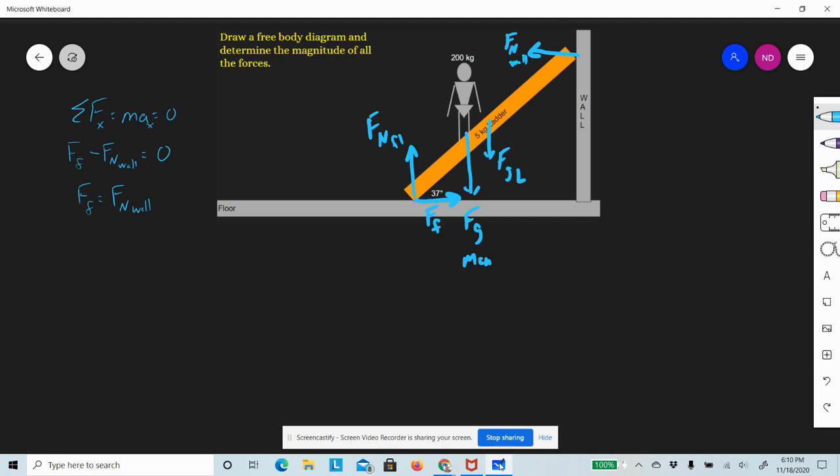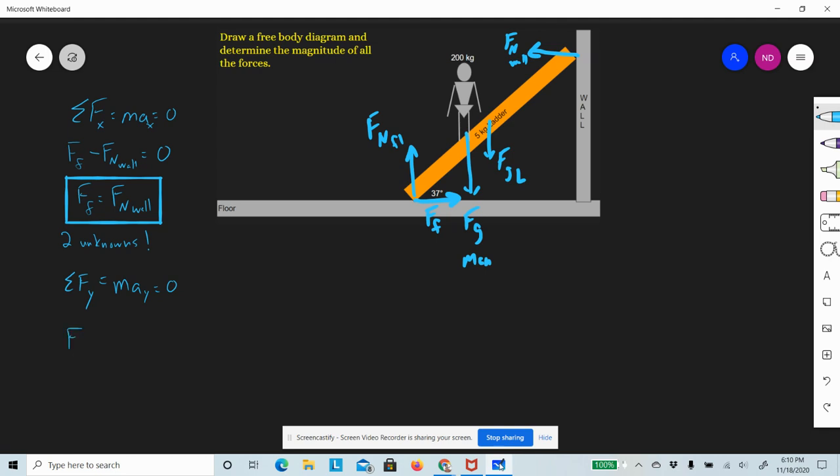But you don't know what anything is. 2 unknowns. 1 equation, 2 unknowns. That is a problem. But let's keep things going. Let's sum the forces in the y direction. Ma sub y equals 0. It's in equilibrium.